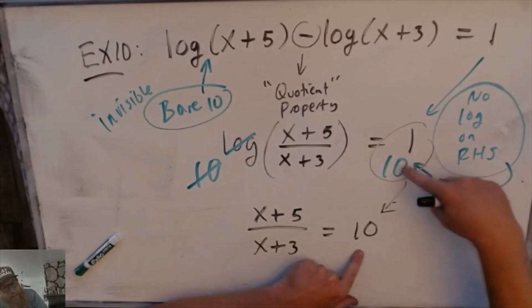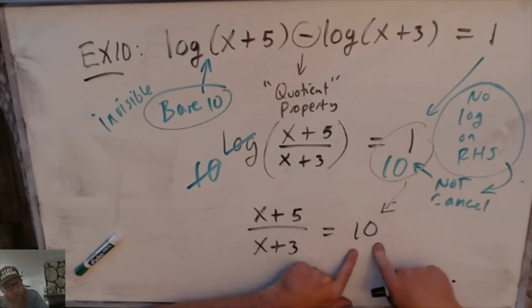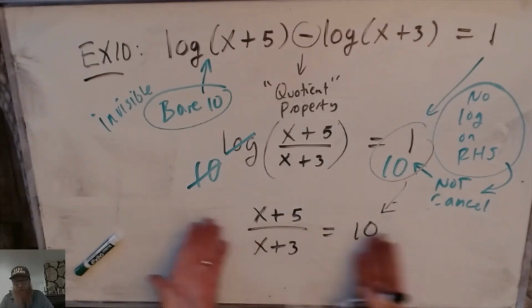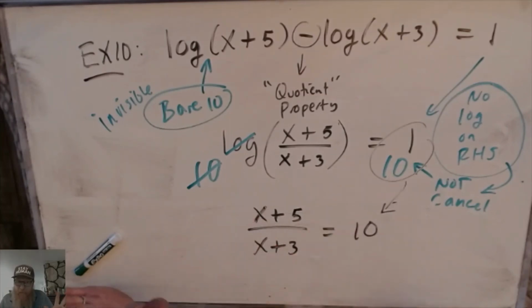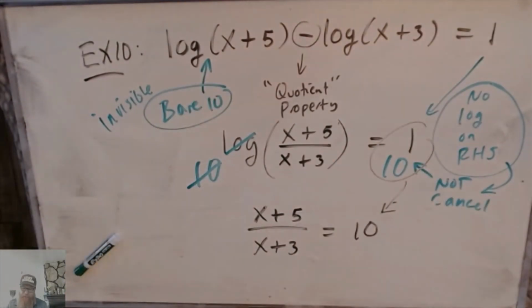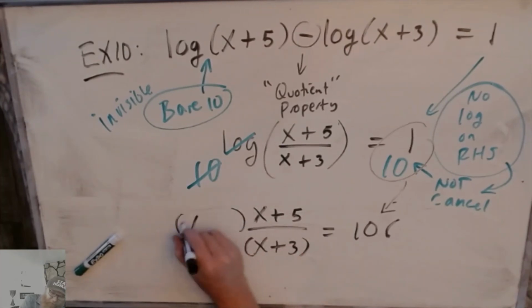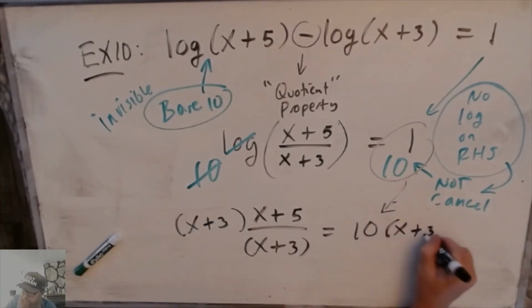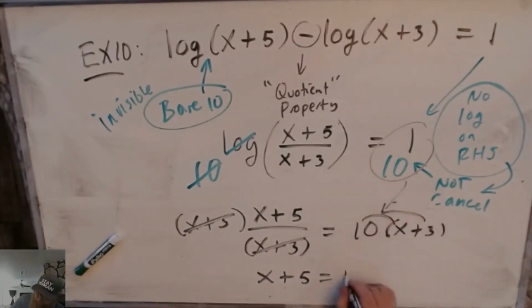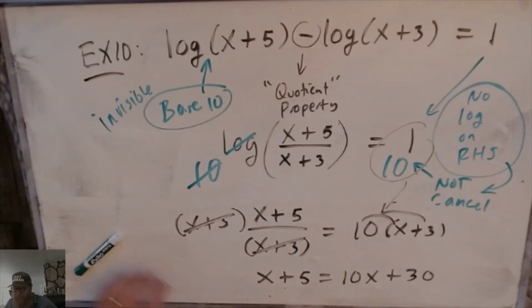If this was 10 to the second power, then you would write it as 100, and so on and so forth, depending on what it is. Solve this equation, and then before you submit it, go back to the original and make sure that the arguments are all positive. So we're going to solve this by multiplying both sides by x plus 3. And I think you can take it home from here.